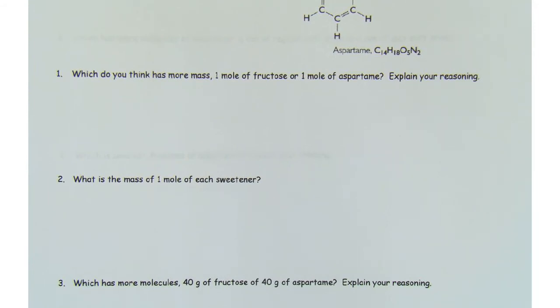For number 2, what is the mass of 1 mole of each sweetener? So this is where you're going to need your periodic table. I want you to do a calculation for both fructose and aspartame. So I'll briefly talk about how to do it for fructose.